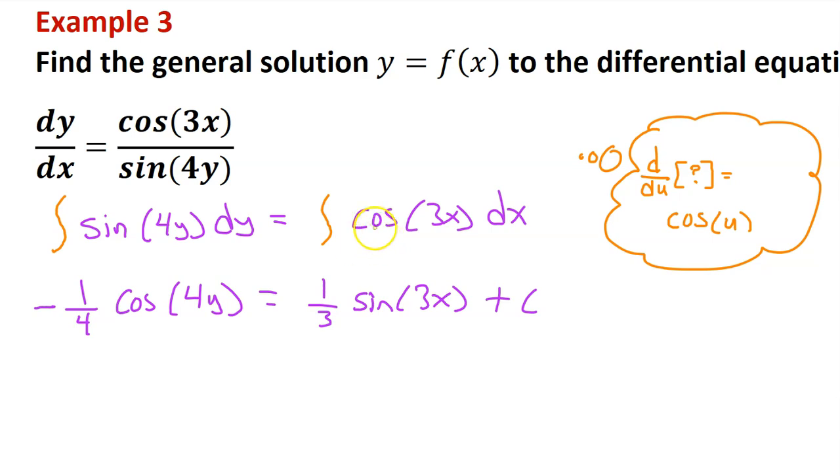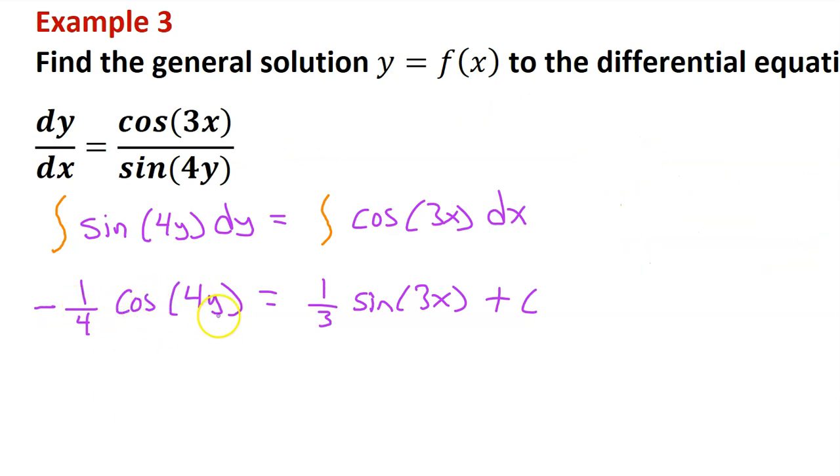By the way, when I take the antiderivative of cosine u, I'm asking myself, the derivative of what is equal to cosine u? We know the derivative of sine u is cosine u. That's why the antiderivative is sine u. Similarly, when I needed to find the antiderivative of sine u on the left side of the equation, I asked myself, the derivative of what is sine u? I know that the derivative of cosine is negative sine. That's close. So the derivative of negative cosine will be positive sine. That's why the antiderivative was negative cosine.